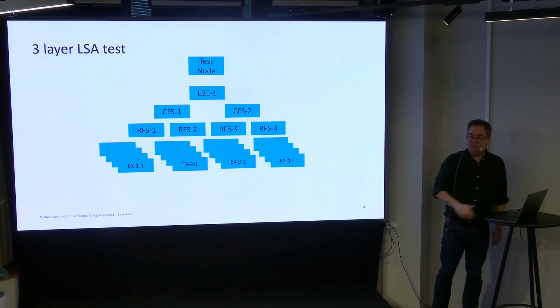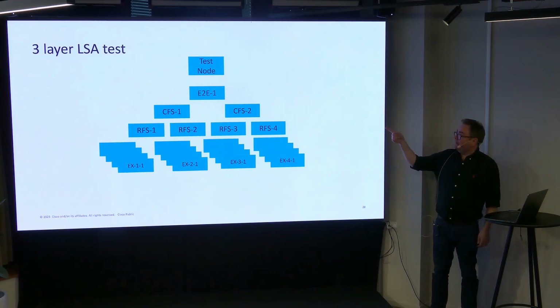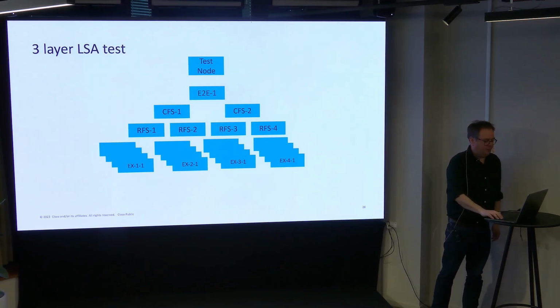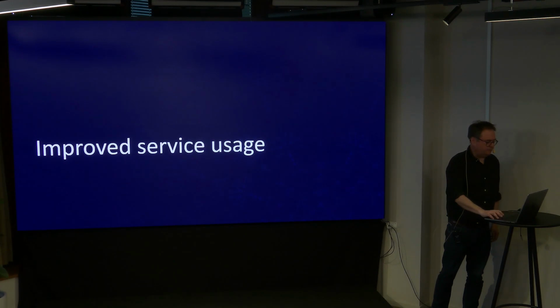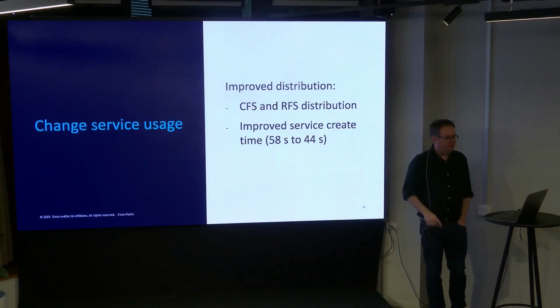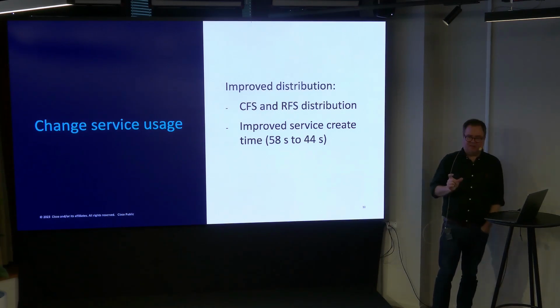So what can we do about that? If I try to add them one by one in a round robin fashion, what will happen then? When I do that, I can measure the service create times, and I see that it goes down from 58 seconds to 44 seconds.